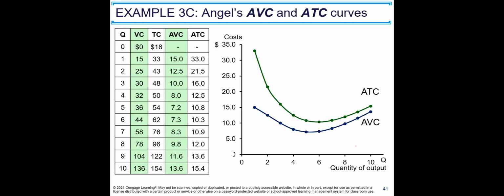Now let's see average variable cost and average total cost. The same idea: average variable cost is variable cost divided by quantity, and average total cost is total cost divided by quantity. Here 15 divided by 1 is 15, 25 divided by 2 is 12.5. Let's look at ATC: 33 divided by 1 is 33, 43 divided by 2 is 21.5. And these are the ATC curve and AVC curve. Where ATC is minimized, it's called the efficient scale. This is the quantity that minimizes average total cost.